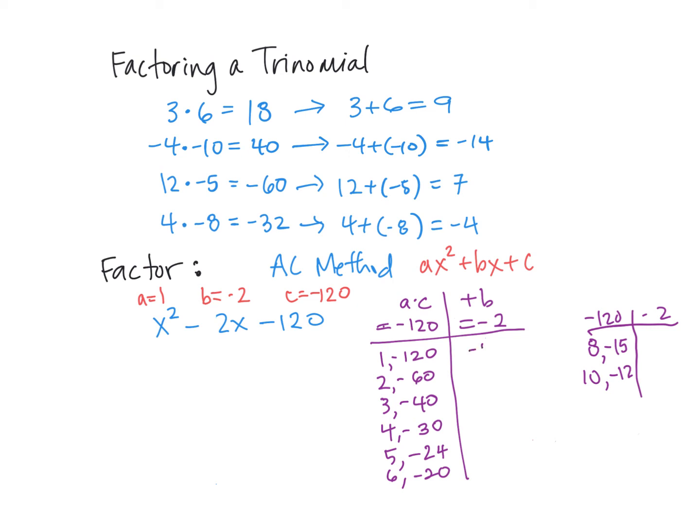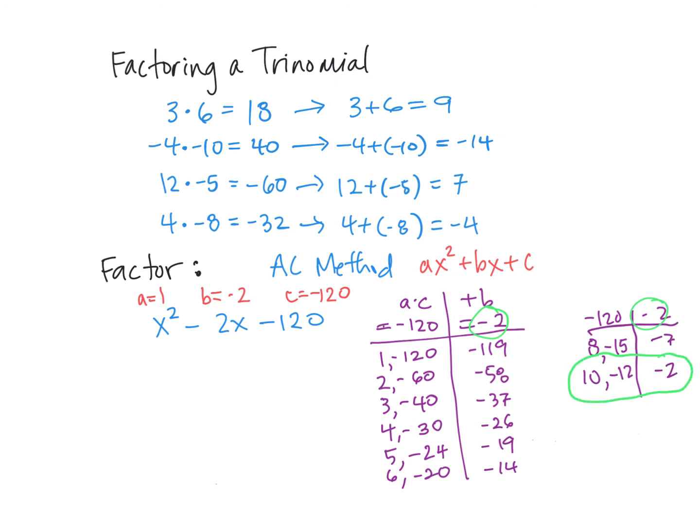Negative 119, negative 58, negative 37, negative 26, negative 19, negative 14, negative 7, negative 2. And we're looking for the pair that adds up to be negative 2. And so we've got it right there.